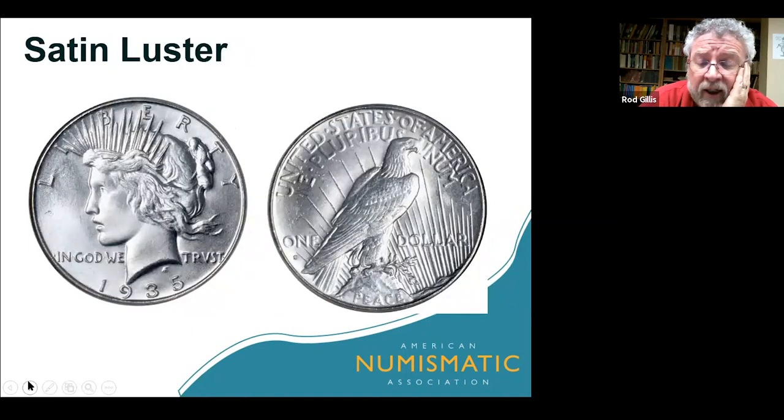Here's a coin with satin luster. Satin luster you're generally going to find on coins that are very low relief. The Peace dollars are not nearly in as high relief as the Morgan dollars were. Hence, the luster is more of a satiny finish. It's not inferior. It's just the mechanics of making coins. So this is an example of what a satin luster coin would look like. Again, not necessarily in this instance were the dies worn. The satin luster is very characteristic of low relief coins like the Peace dollar.